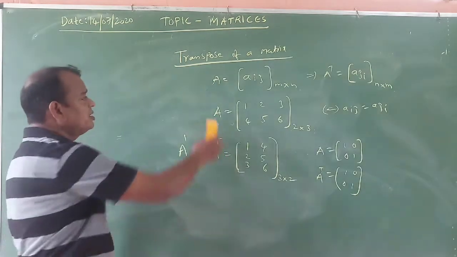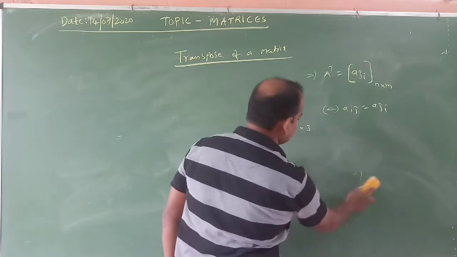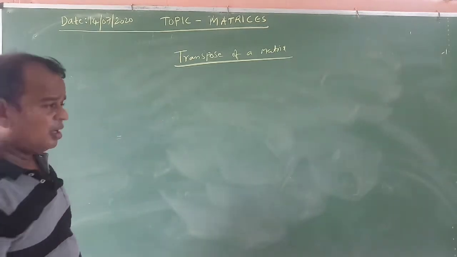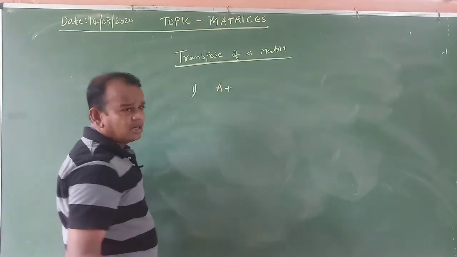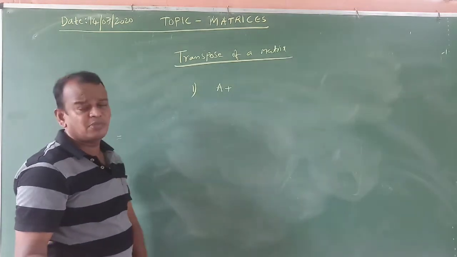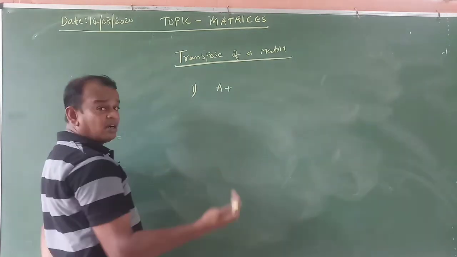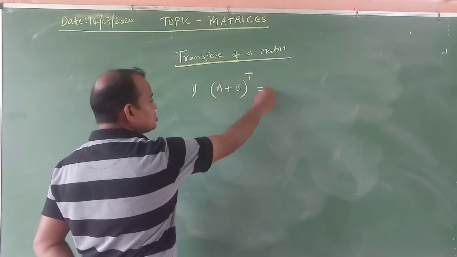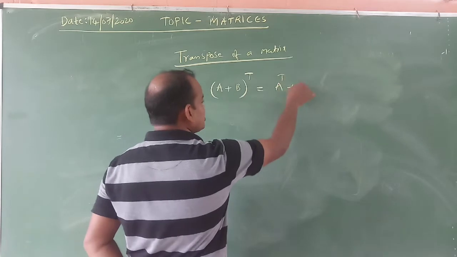Now some properties of the transpose of a matrix. What are the properties? Simple. The first property: A and B are any two matrices, and A plus B means the summation, so those two matrices have the same order, any order but the same. A plus B whole transpose is equal to A transpose plus B transpose.